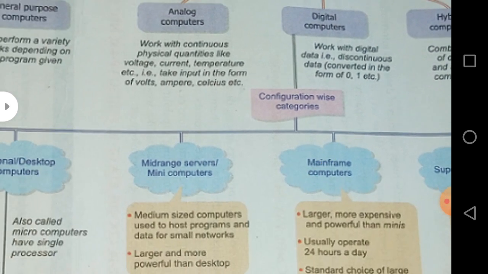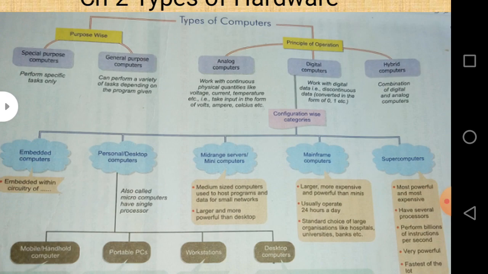Next, the classification of digital computers can again be divided into different parts, and many times it is asked in the examination to write the different types of digital computers. So these are the different types of computers. There are two important questions regarding this chart.